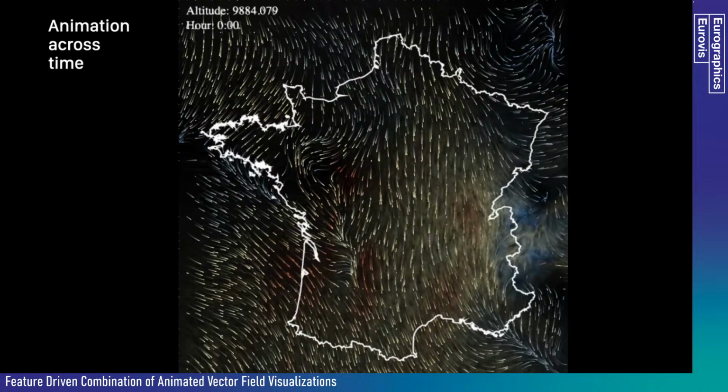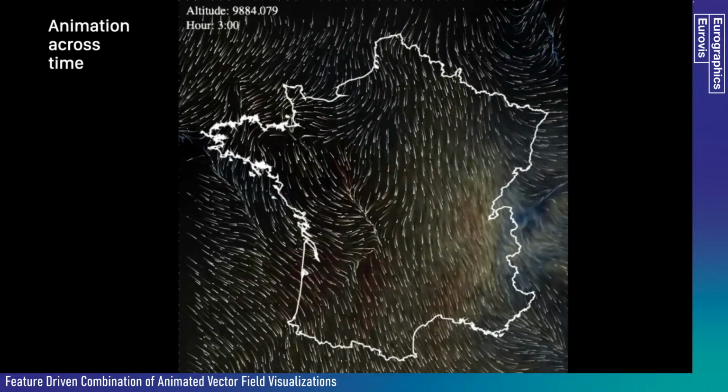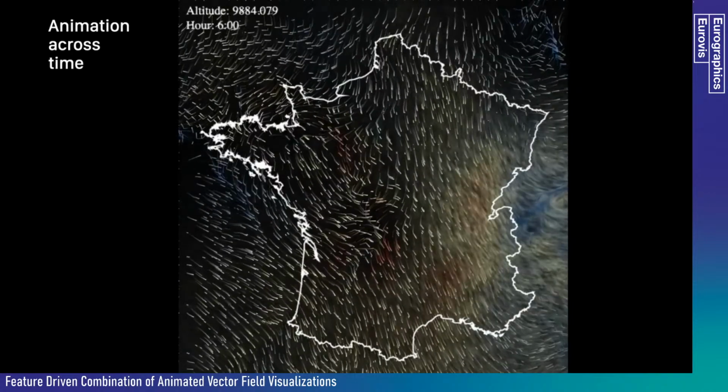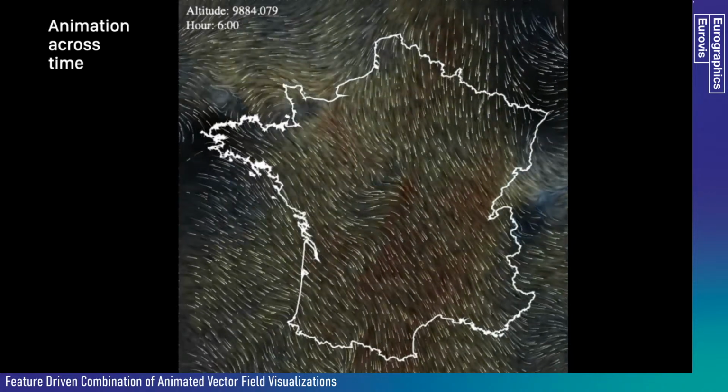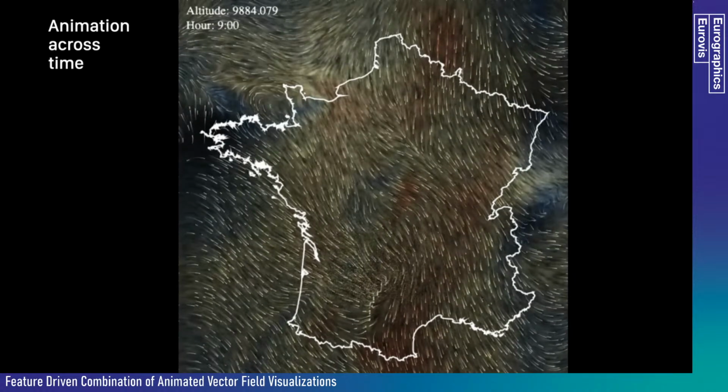Here we see wind evolution across time. Meteorologists need to find out where and when specific patterns, such as critical points, appear or disappear. Our visualization technique can help here, because when critical points appear or disappear, this will change the type of visualization around those locations. Here, for example, we see an attracting node appearing.